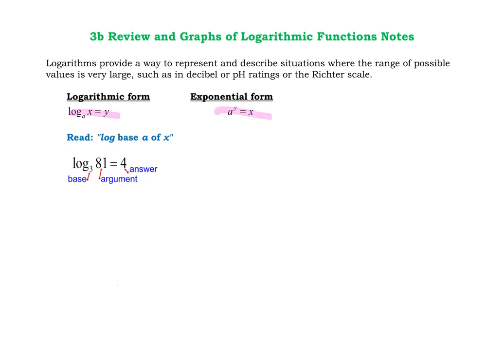Log base a of x equals y, and a to the y equals x. Notice that the base, the a here and the a here, stay the same, and the x and y switch spots. So in a log, we call the little number below the base. The number in front of the log is called the argument, and the answer is an exponent. Okay, so we've got to keep that in mind: the answer is the exponent.